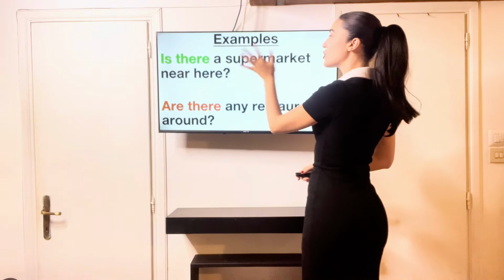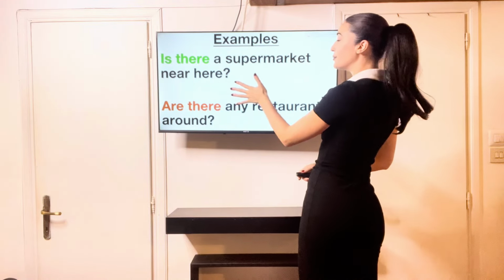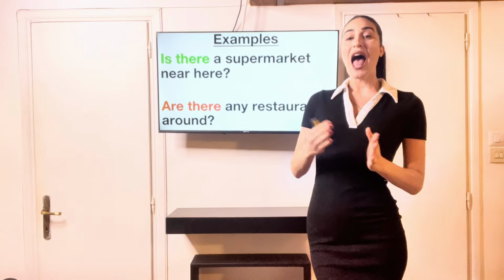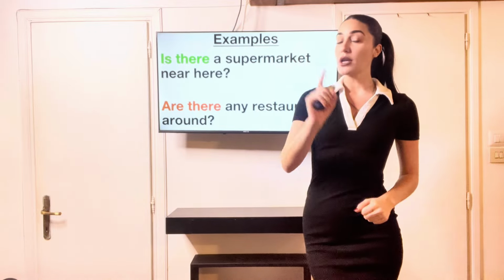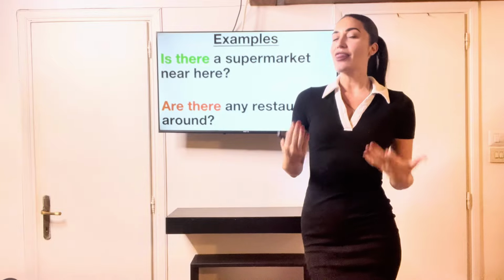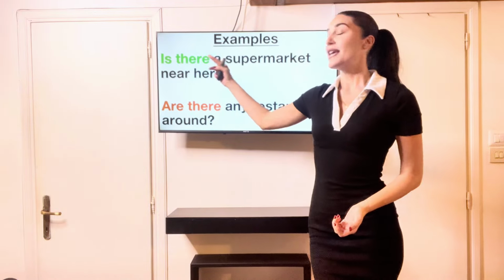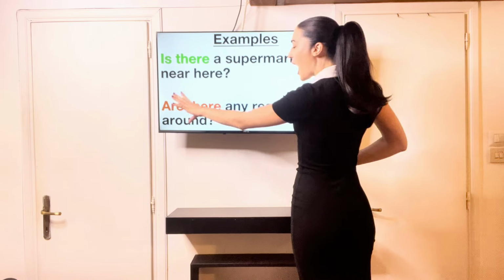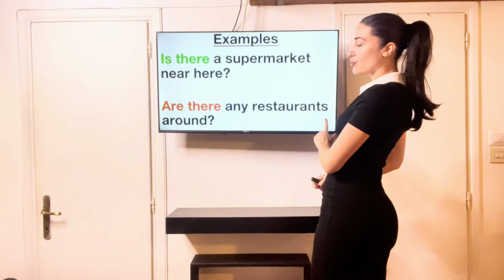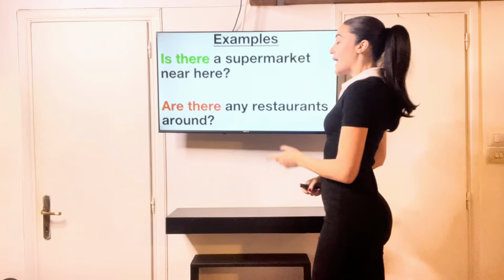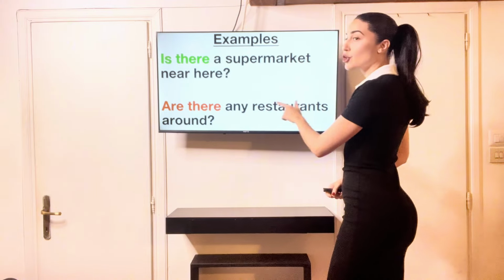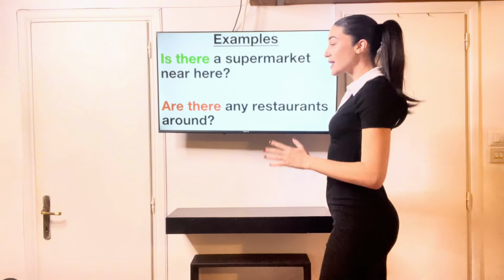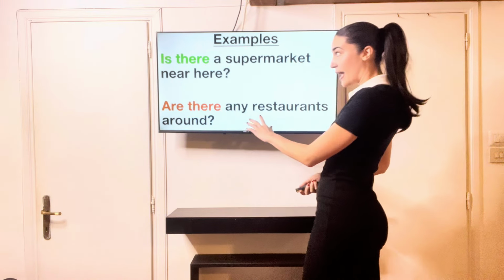Is there a supermarket near here? Notice I'm talking about or asking about a supermarket. So one singular supermarket. And that is why I used is there, okay? Now for this example, are there any restaurants around? Now I'm talking about restaurants. That's plural, more than one. So that's why I used are there.